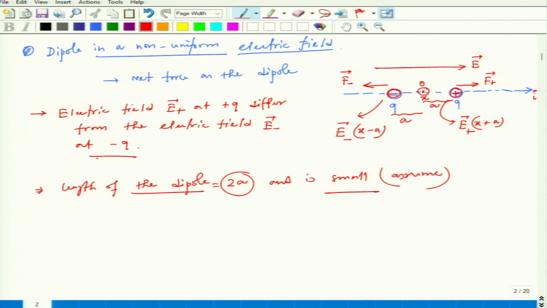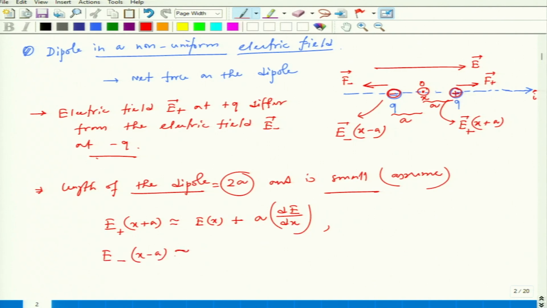So then we expand the electric field vector with respect to x. The Taylor expansion: E at x plus a is basically the electric field vector at the point x plus a times d/dx. Here we consider the total derivative, since E is only a function of x. If E is a function of x and y, then we use the partial derivative instead of the total derivative. So be careful.